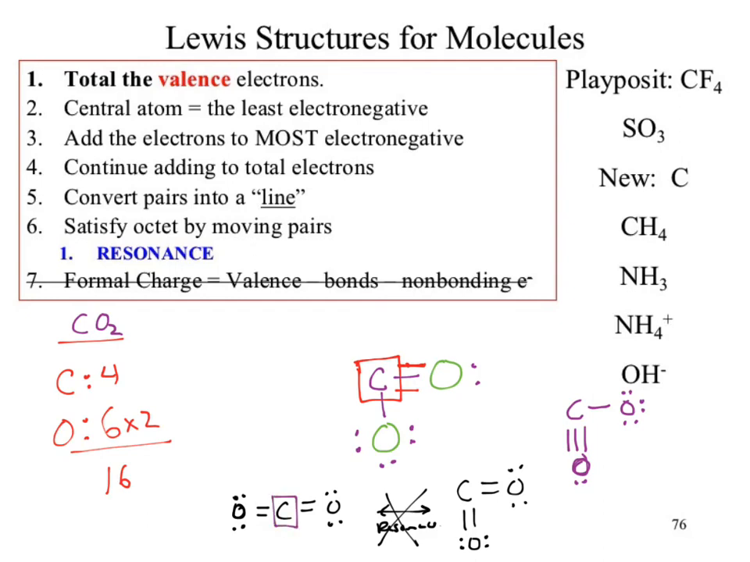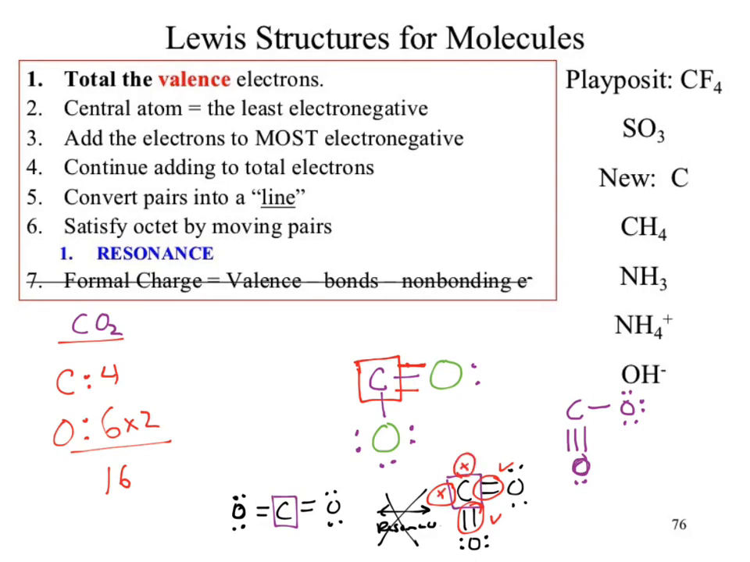Okay, center atom on my carbon. Actually, let's not do that one. Center atom on the carbon in black, the bottom. Are there electrons to the right? Yes. Are there electrons to the bottom? Are there electrons to the left? Electrons to the top? No.